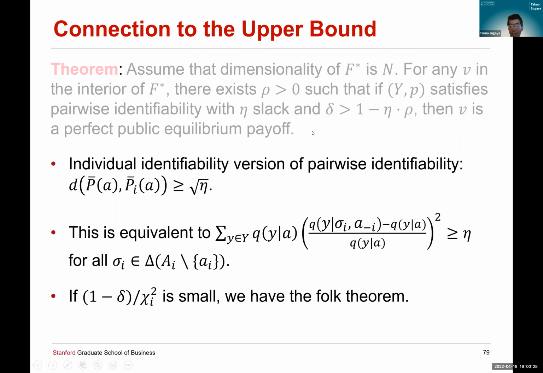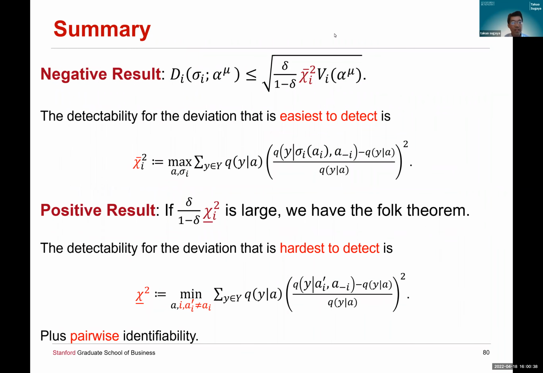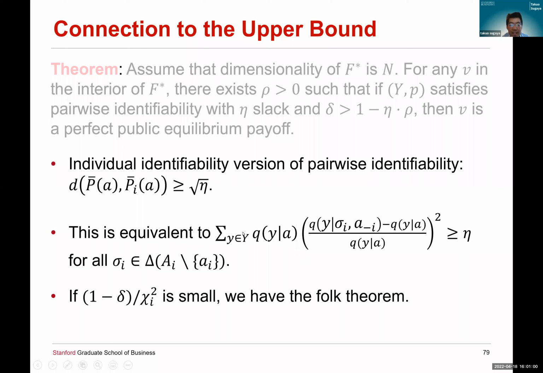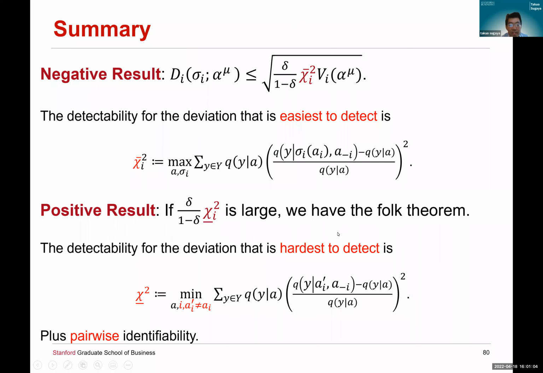So our lower bound says that if one minus delta divided by chi-squared is small, then we have a folk theorem. So putting everything together, what we did is the following. We have a negative result that the deviation gain, or upper bound on deviation gain, cannot exceed this much. And to get the detectability of deviation for the upper bound, we take the easiest deviation to detect. And for the positive result, the folk theorem case, eta is essentially the chi-square divergence. So if the chi-square divergence divided by one minus delta is large, we have a folk theorem.